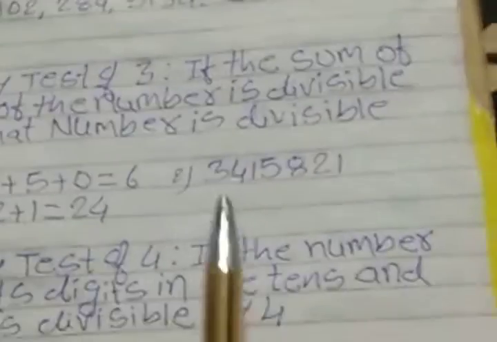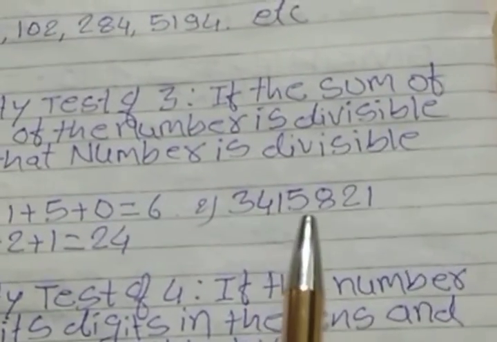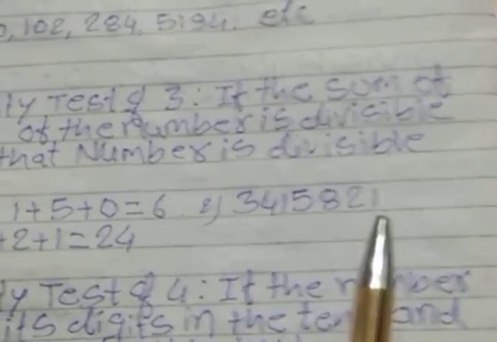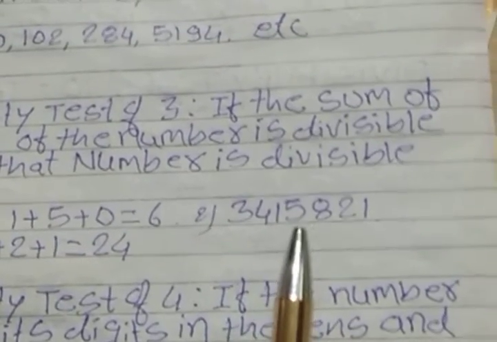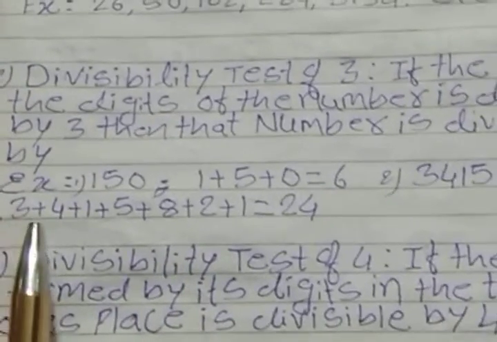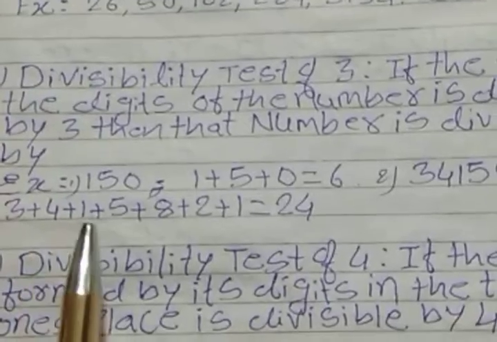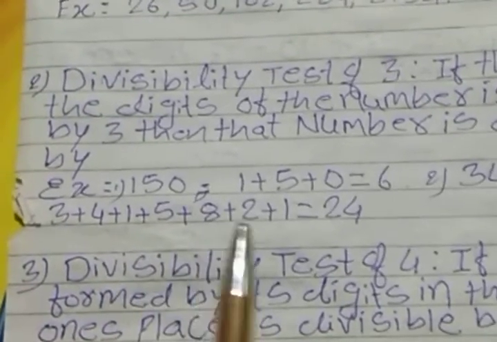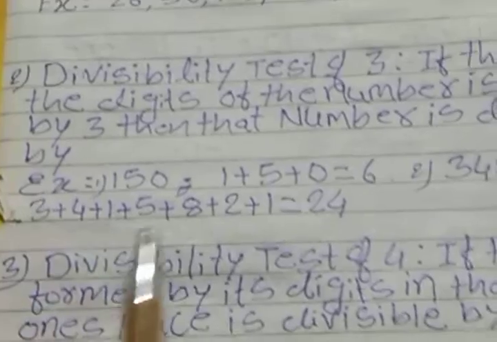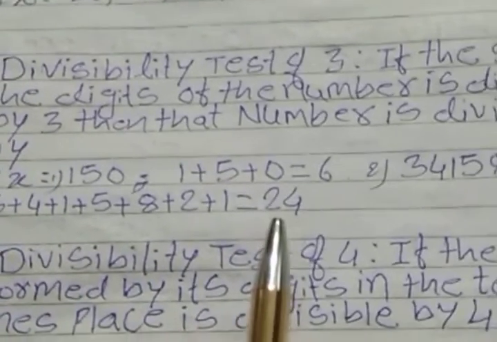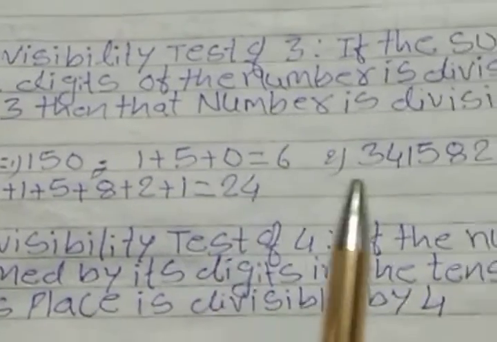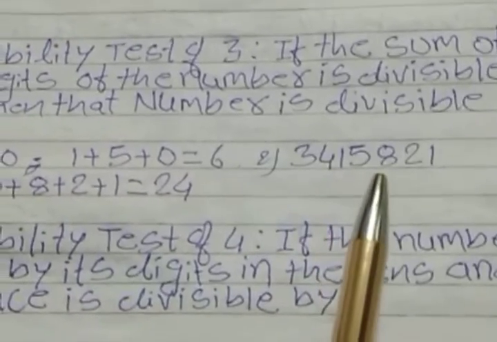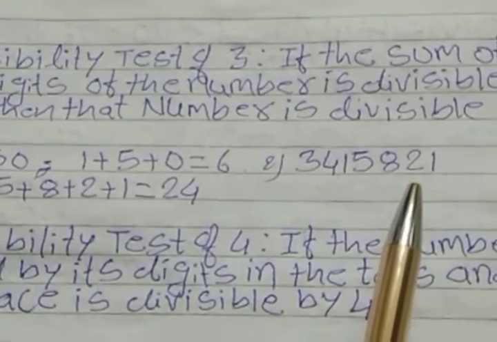Here I take a second example, 34 lakh 15,821. What are the digits of this number? 3, 4, 1, 5, 8, 2, 1. Here I show it in addition way: 3 plus 4 plus 1 plus 5 plus 8 plus 2 plus 1. The addition of all these digits is 24. So 24 is divisible by 3. It means that 34 lakh 15,821 is also divisible by 3.